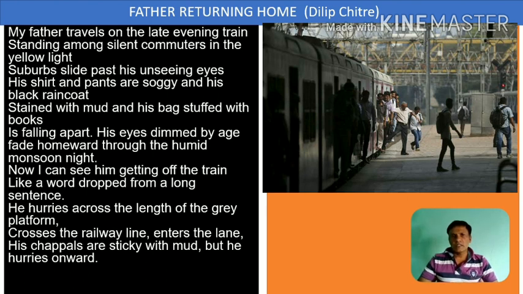Here in these lines, the poet has used a very fine example of simile. He compares his father to an unimportant word in a long sentence. If we drop an unimportant word from a long sentence, the sentence does not get affected. If you remove an unimportant word from a long sentence, the meaning of the sentence is not affected. The meaning does not change.